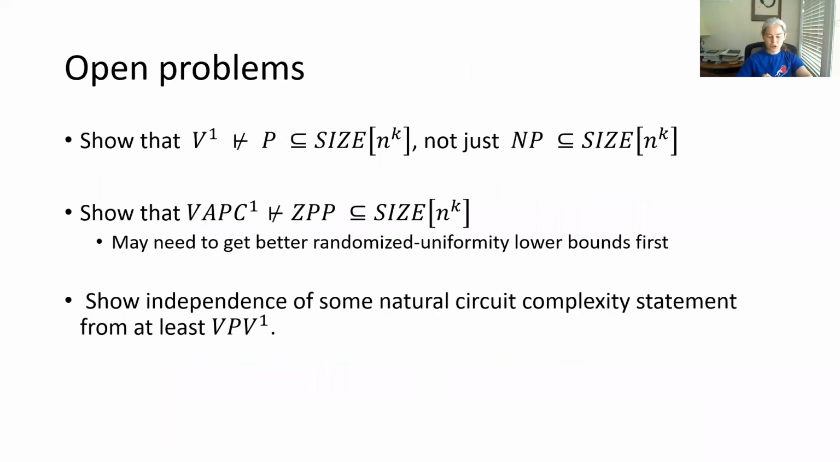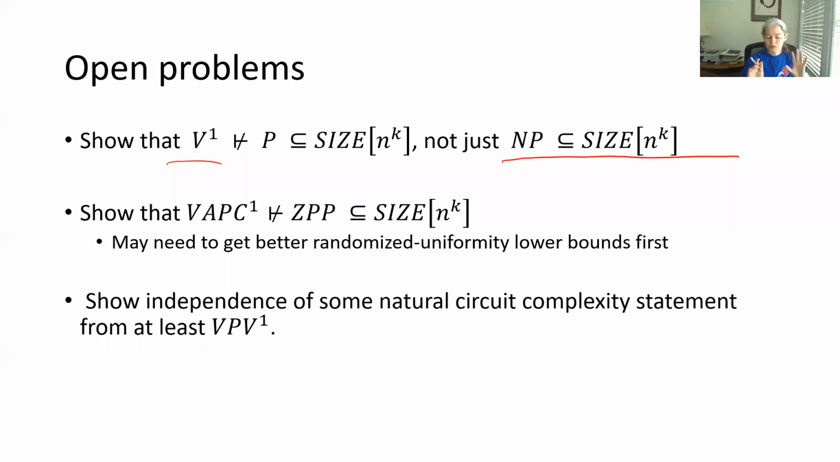Okay, so just to mention some open problems, we know how to show that V^1 S^1_2 doesn't prove that NP is inside n^k. But V^1 is conservative over PV. It would be nice to get it down so that it actually doesn't prove that P is inside n^k. We don't know how to do it.